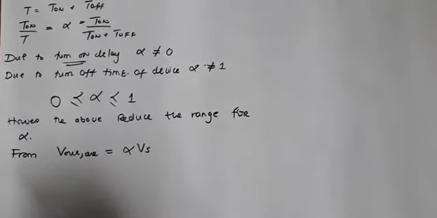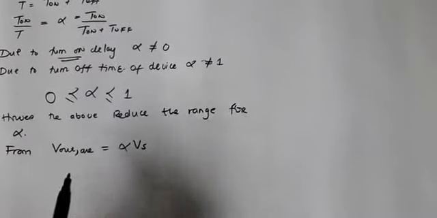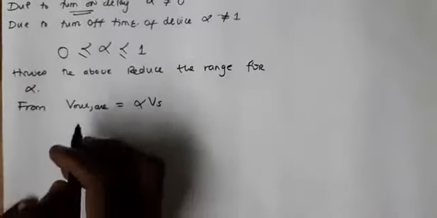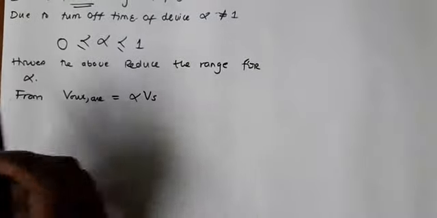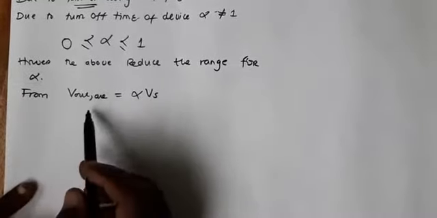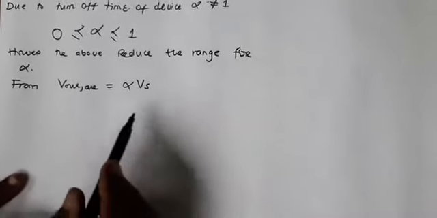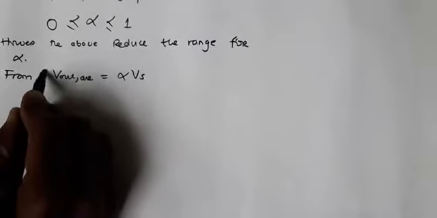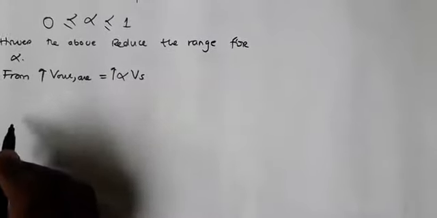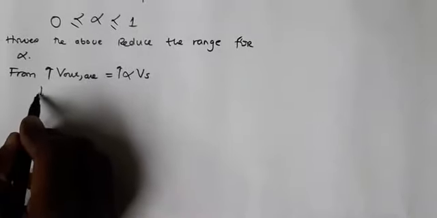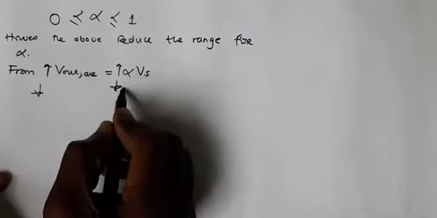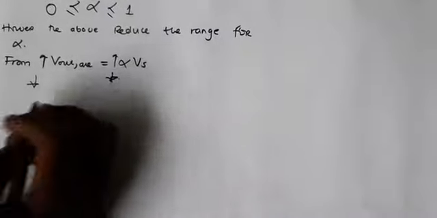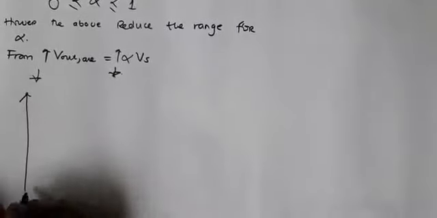So from the average output voltage, which we derived in the previous video, we found that the average output voltage for this chopper converter with RLE load is given by alpha Vs. This means that the average output voltage increases with an increase in alpha and decreases when alpha is reduced. So how can we draw this?